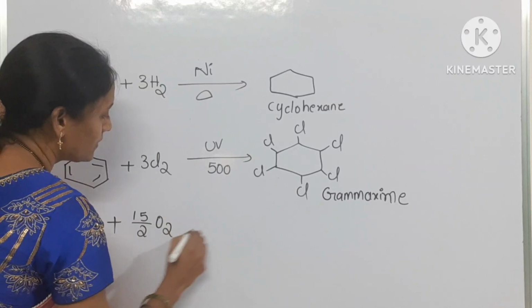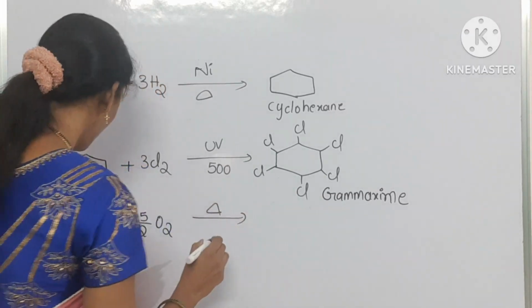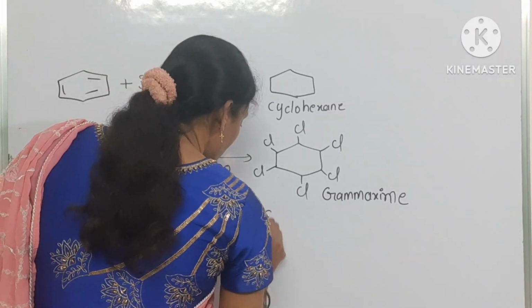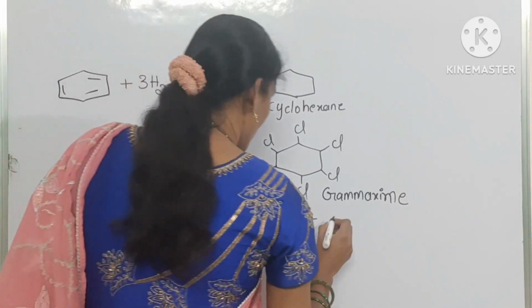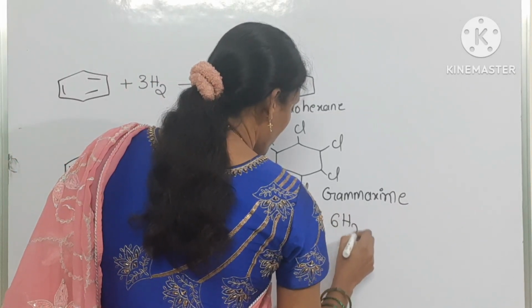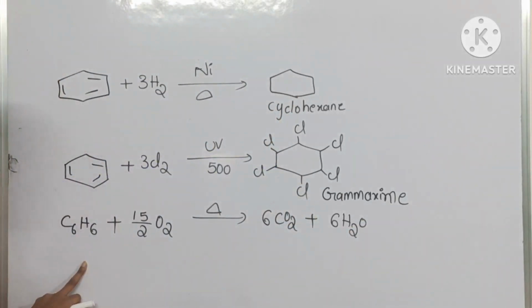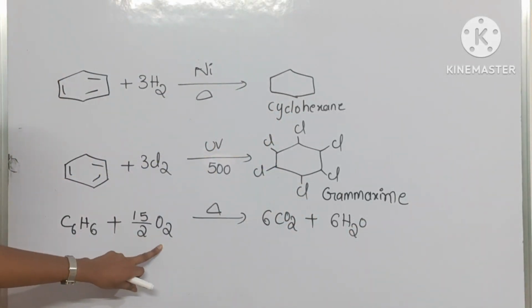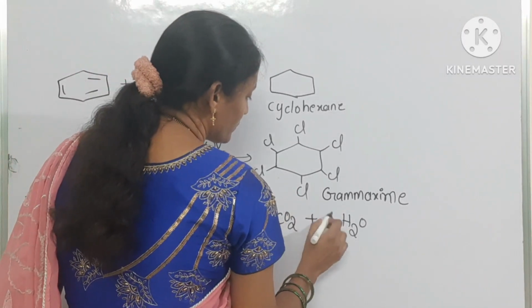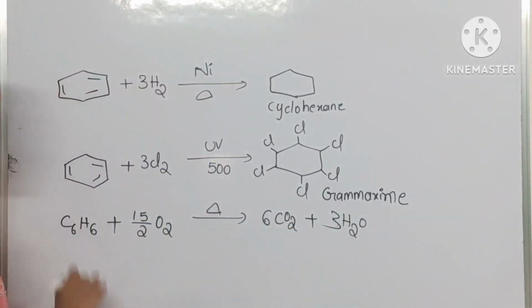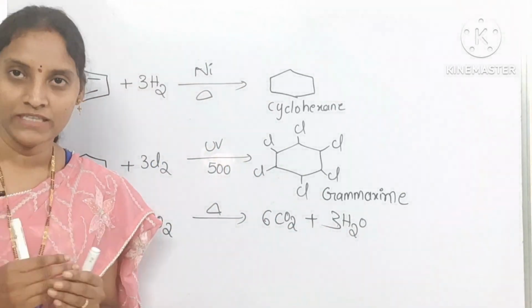Next, one general combustion reaction you can see: C6H6, benzene, heated in the presence of air, you will get 6 moles of carbon dioxide and water molecules. This is not 6 moles, this is 3 moles of water, because we have taken 6 hydrogen atoms only. Okay, these are about addition reactions of benzene.